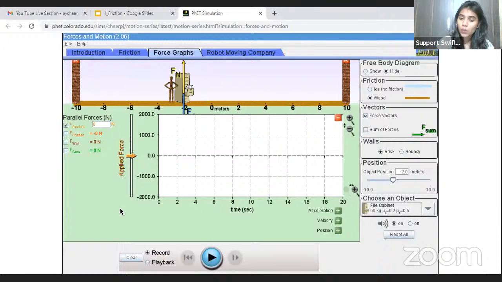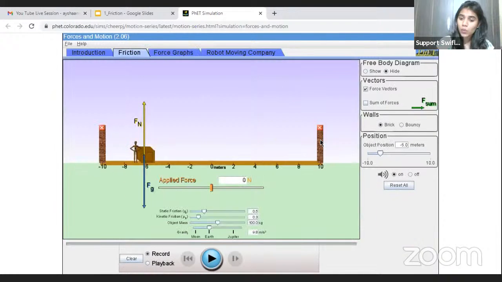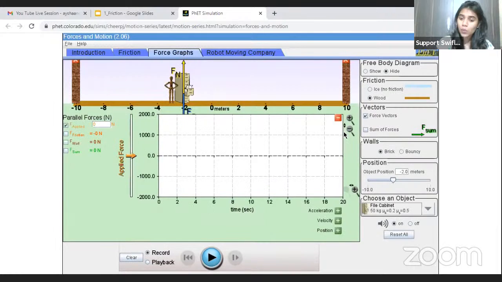Okay. Now we are going to see a graph. In these walls that you can see here, I am going to be applying springs. Instead of putting bricks here, I am putting springs here. You can see I've put springs here.